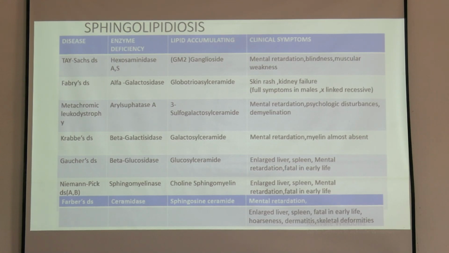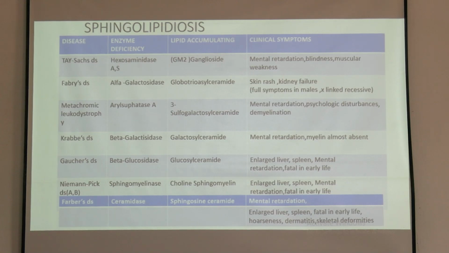In Gaucher disease, the enzyme deficiency is beta glucosidase, lipid accumulating is glucosyl ceramide, clinical symptoms are enlarged liver, spleen, mental retardation, fatal in early life. In Niemann-Pick disease A and B, the enzyme deficiency is sphingomyelinase, lipid accumulating is choline sphingomyelin, clinical symptoms are enlarged liver, spleen, mental retardation, fatal in early life.